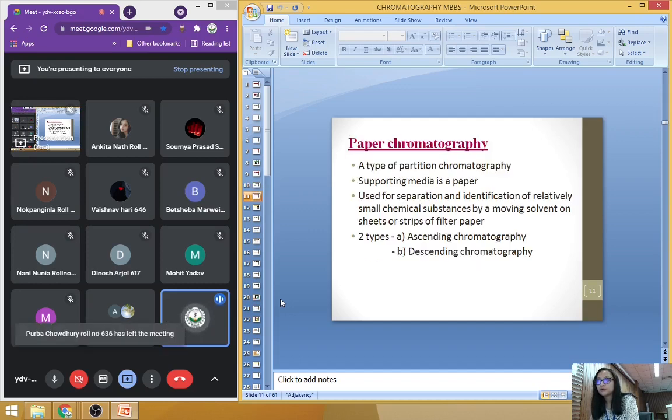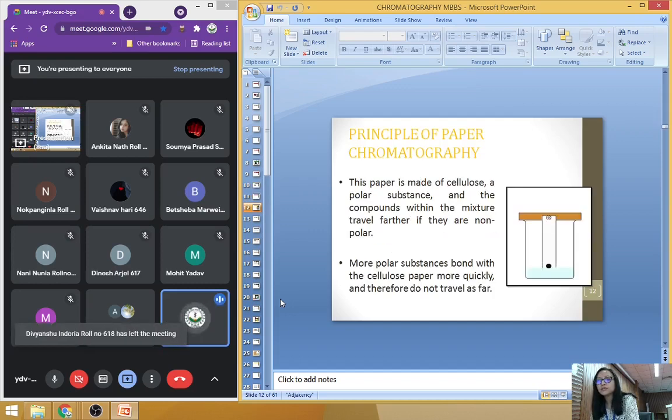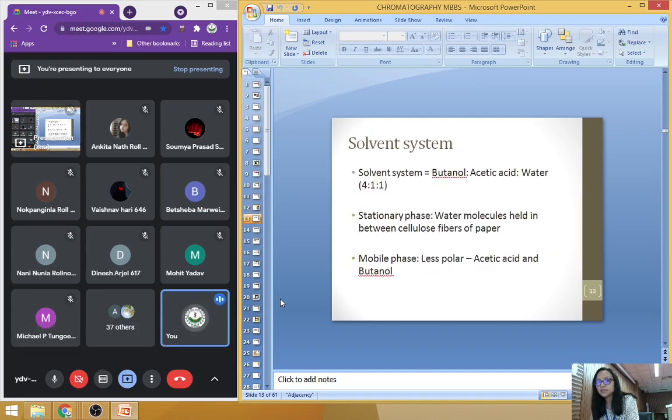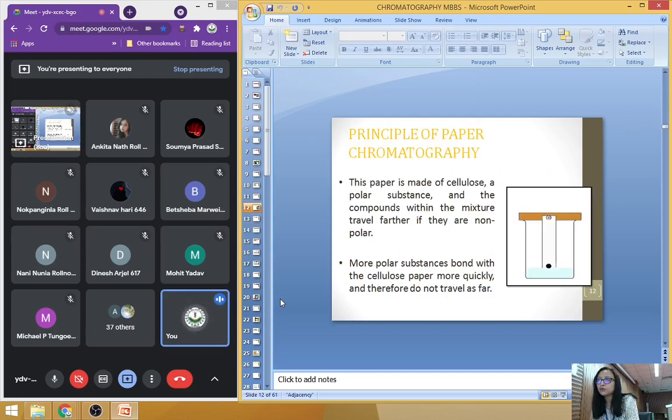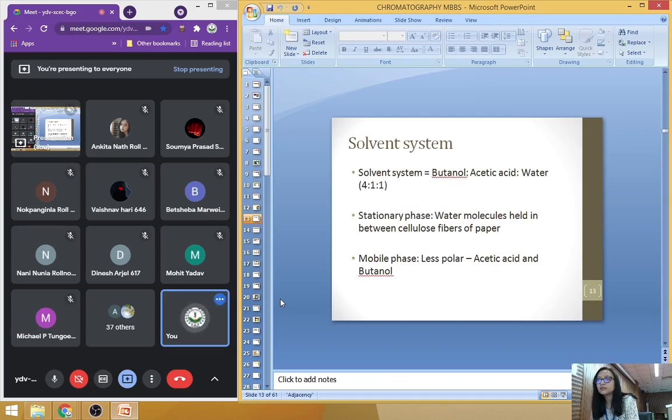In paper chromatography, the paper is made of cellulose, and we have a solvent system made of butanol, acetic acid and water in the ratio of 4:1:1. Now you have to remember, the paper made of cellulose is a supporting medium. It is not the stationary phase. The stationary phase will be the water molecules that are held between the cellulose fibers.